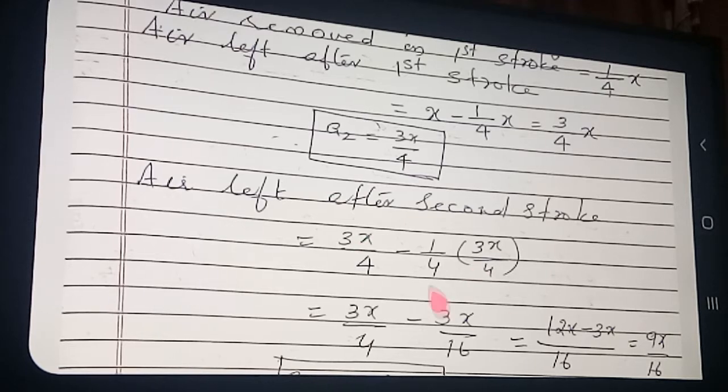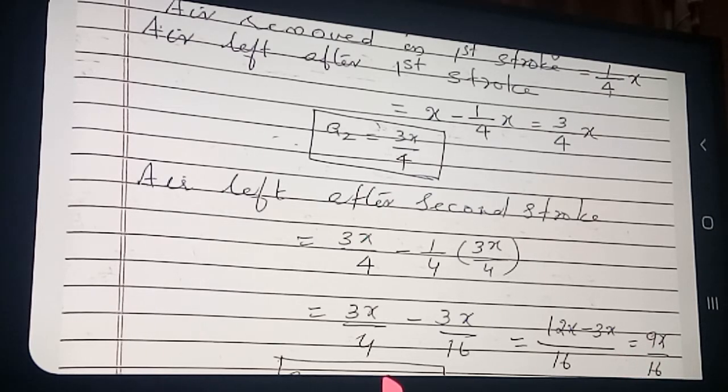Okay. So how much removing? 1 by 4 of 3x by 4 removing. This is the present amount. From that, 1 by 4 removing. So 3x by 16 removing. Okay. This much removing. Then how much remaining? This is the present layer. From this one, this much removing. So here, how much will we get? This much: 3x by 4 minus 3x by 16. Clear? This is the third term.